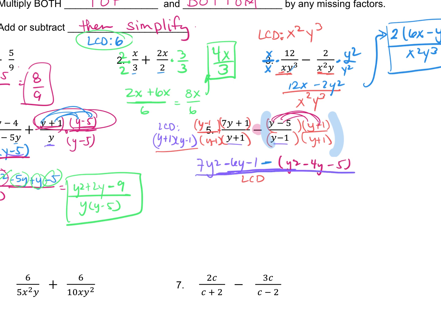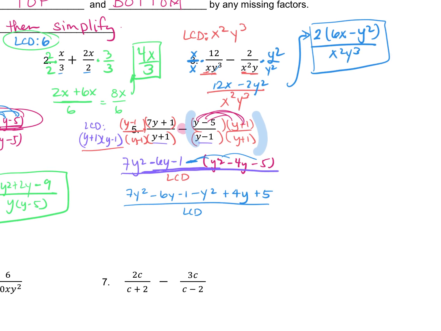Because I'm subtracting this whole thing, it changes all the signs. So I'm just going to rewrite it to make sure we can see what we have. We have y squared minus 6y minus 1. Well, the negative distributed to everything in here just changes all the signs. So that becomes a negative y squared, a positive 4y, and a positive 5, all over my LCD. Now combine like terms, and then see if there's anything you can simplify.